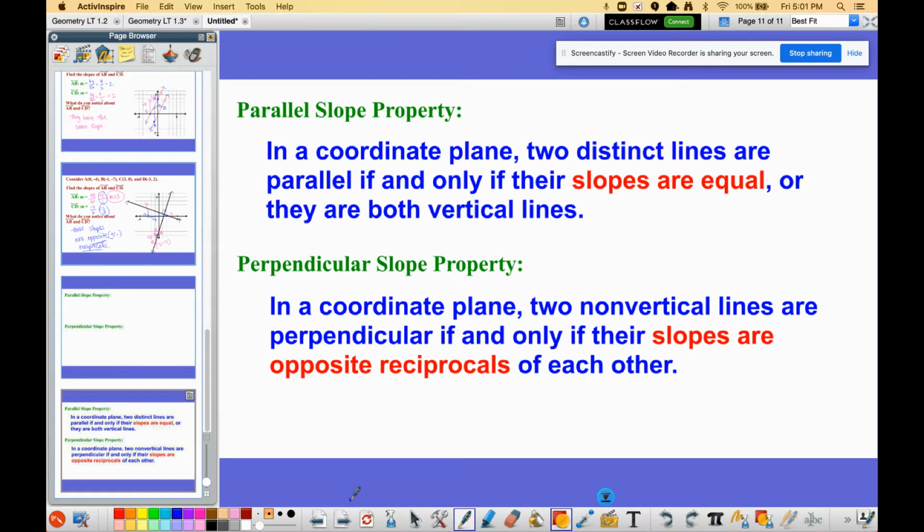Perpendicular slope property: in a coordinate plane, 2 non-vertical lines are perpendicular if and only if their slopes are opposite reciprocals. Remember, it has to have both opposite reciprocals of each other. So they have to flip the fraction, and one is positive, one is negative.